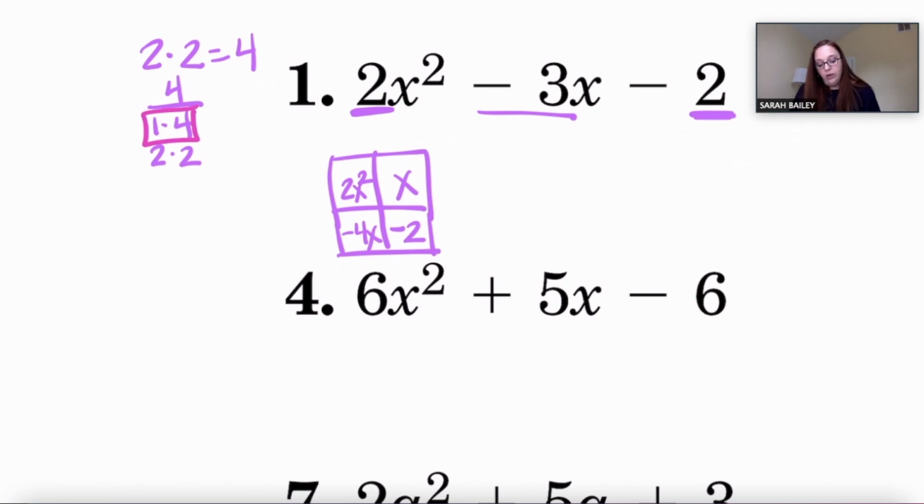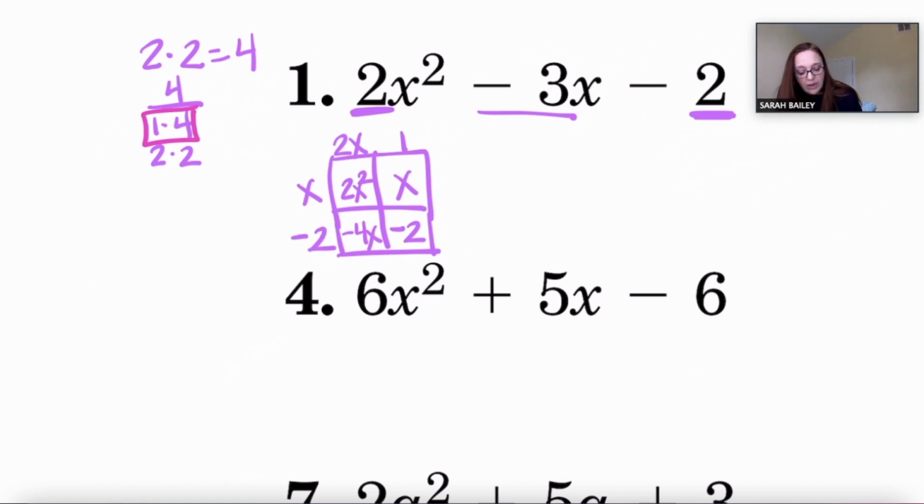Now, I want you to look here. Between x and negative 2, what is the greatest common factor there? 1. And then look this way. What is the greatest common factor between 2x squared and negative 4x? 2x can be pulled out. So I'm going to write 2x. Then I'm going to go this way. What's the greatest common factor between 2x squared and x? x. And what's the greatest common factor between negative 4x and negative 2? I can pull a 2 out. I'm also going to pull out a negative, so I'm going to write negative 2.